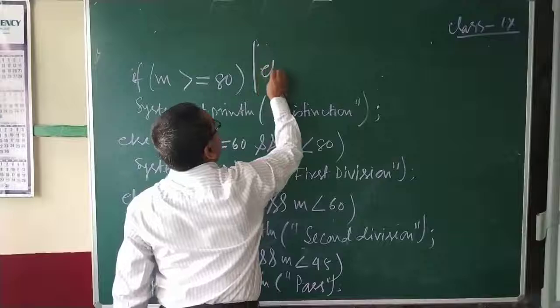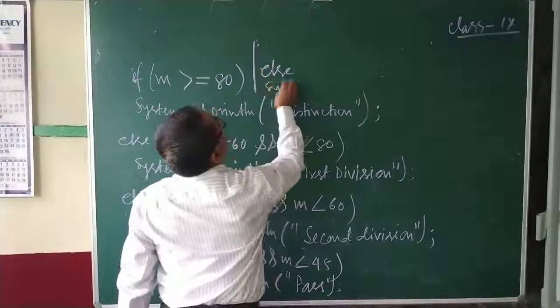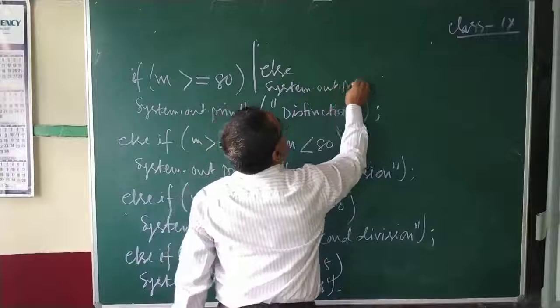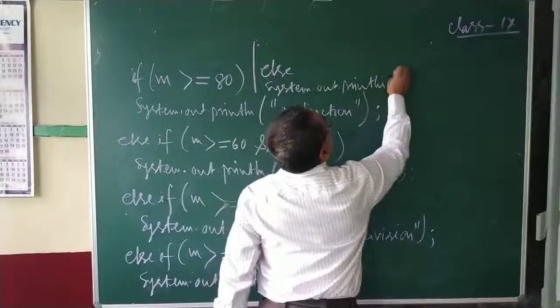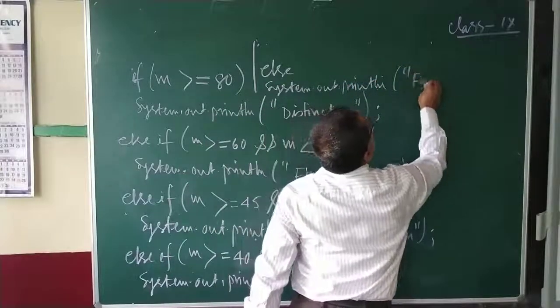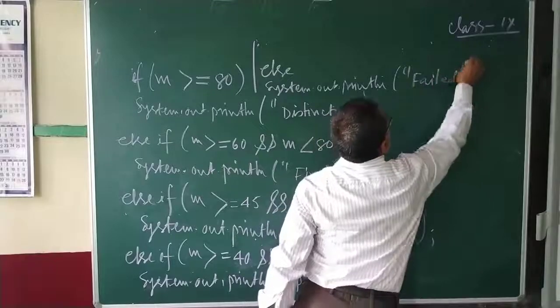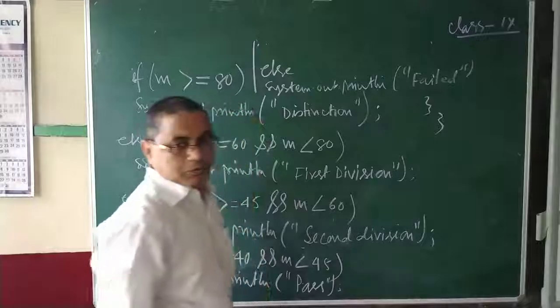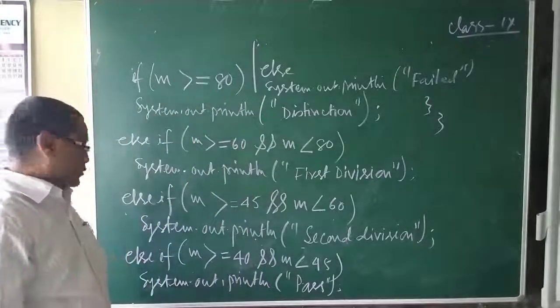So else System.out.println fail, promotion not granted. And now after that two brackets will be closed. So that is the end of the program.